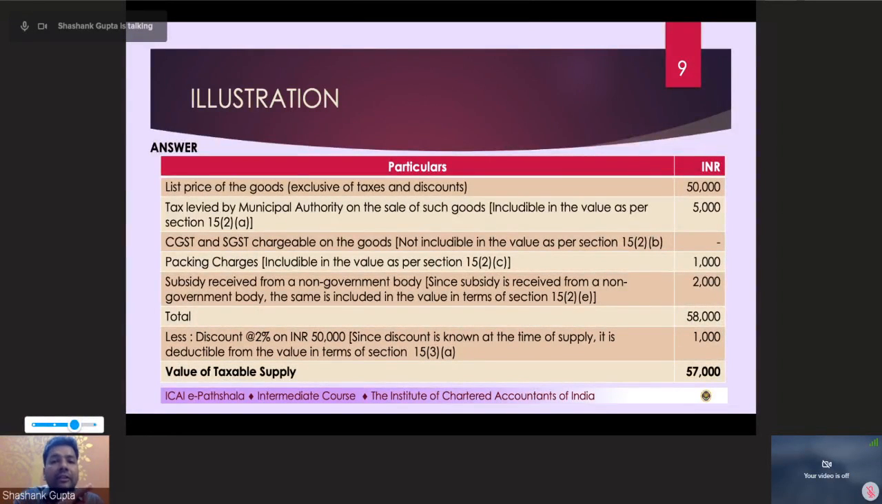And that does not matter. What matters is your reasoning. You could have simply said, if you don't remember 15(2), does not matter: tax levied by a municipal authority on sales of such goods, includable as taxes other than CGST, SGST, IGST and cess, are to be included for determining valuation under GST. That would be sufficient. No need to mention the precise section.